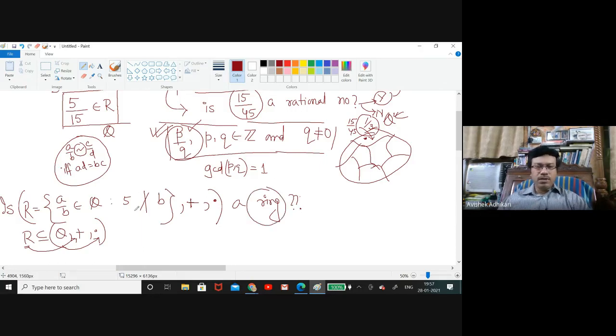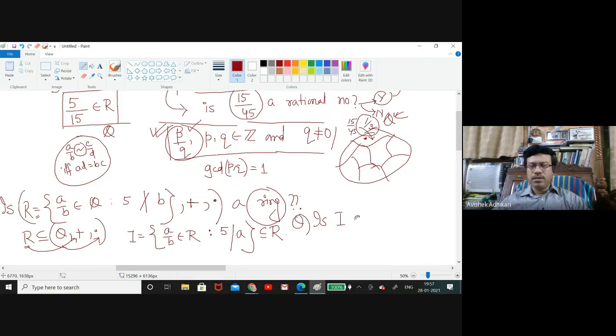Now the question is, if I consider another set I, A by B belongs to R, this R, such that 5 divides A. So this is a subset of R, right? Now my question is, is I an ideal of R? What will be your answer?